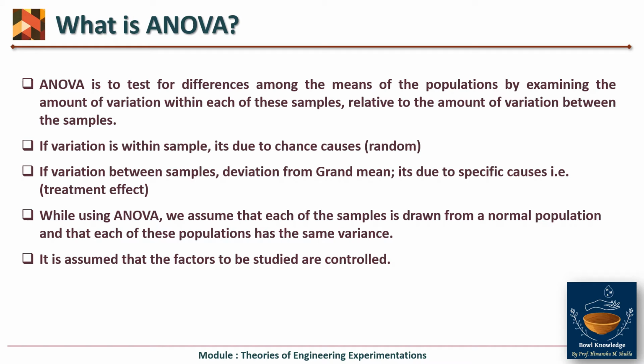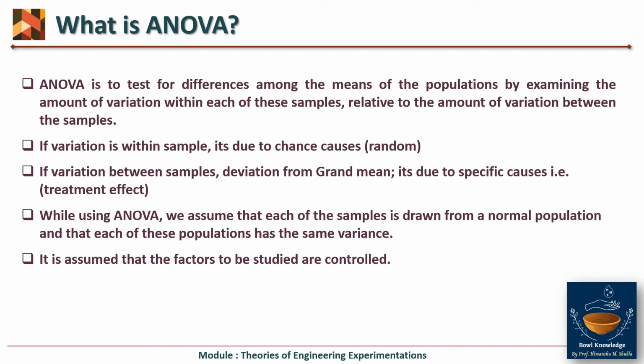So what is the variation within sample? It is within that sample. So if the sample size is 10, it is the variation within those 10 pieces or 10 readings or 10 observations. And what is the variation between the sample? It is the variation, standard deviation, between sample A and sample B. So the next point clears it all.